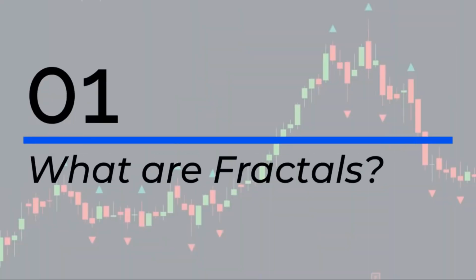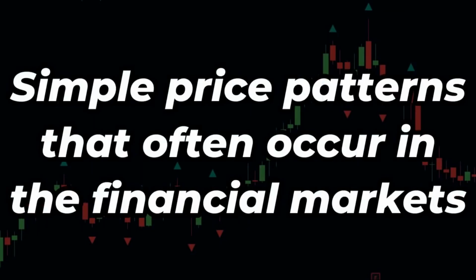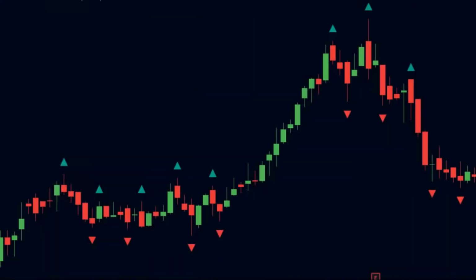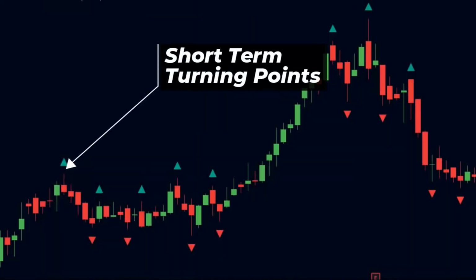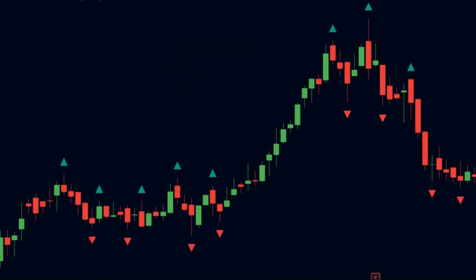So first, let us understand what fractals are. Fractals are nothing but simple price patterns that often occur in the financial markets. So the fractal indicator helps us in identifying the short-term turning points of the price. The arrows that you can see on the chart are known as fractals. The blue arrows pointing upwards are bullish fractals, and the red arrows pointing downwards are the bearish fractals.